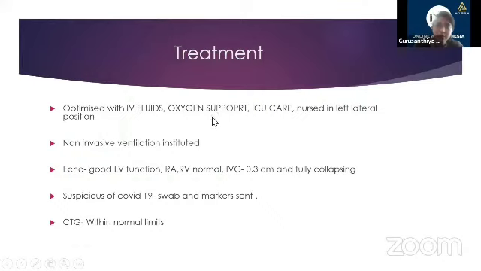As she did not maintain her oxygen saturation with face mask oxygen of 5 to 10 liters and a venturi of 60% FiO2, I initiated her on non-invasive ventilation, as HFNC at that time was not available because of short supply; we had so many COVID patients in our hospital. Bedside echo revealed good LV function and a normal RV, and IVC was 0.3 centimeters before initiating NIV and was fully collapsing. So suspicion of COVID-19 was made because of the desaturation, and markers of COVID-19 were sent. Continuous CTG monitoring was put once in 1 hour and was within normal limits.